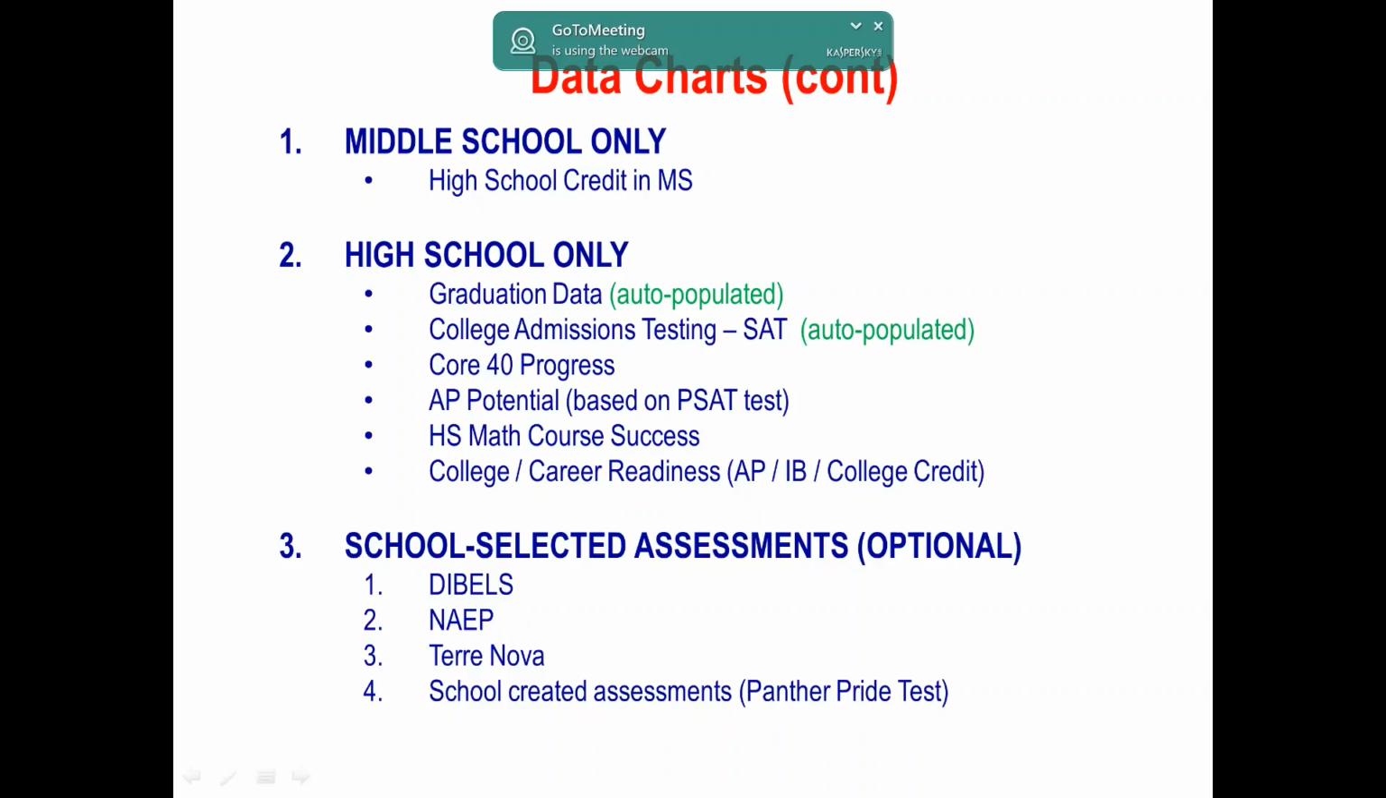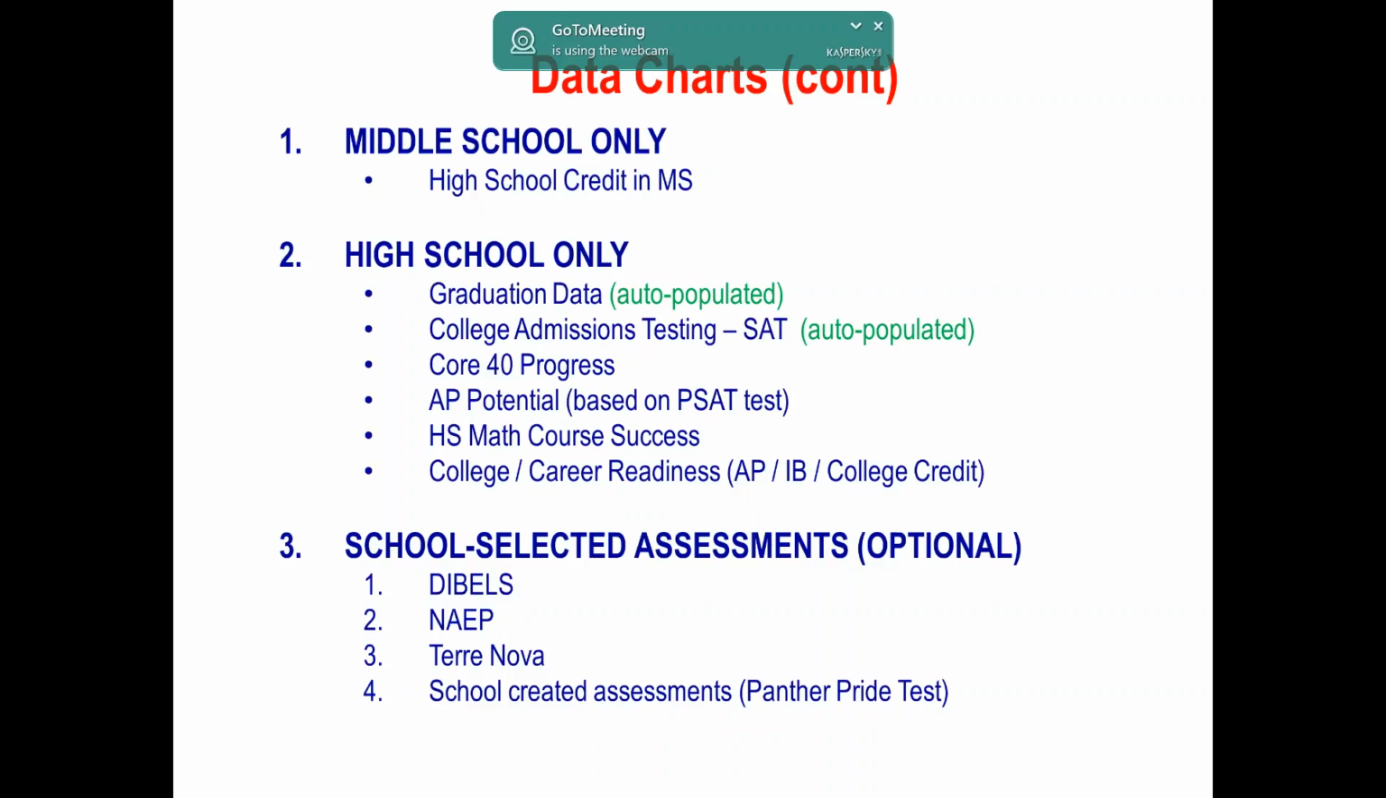We'll look at AP potential. That's another thing when we get to root causes. We find that in many schools there's a lot of kids who, based on the PSAT test, had the potential for doing very well in AP, and yet the school doesn't offer any AP classes.